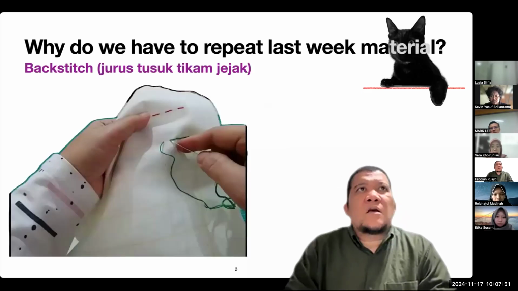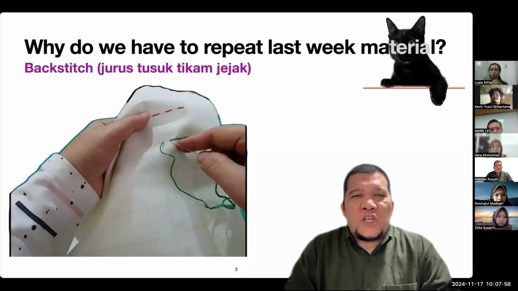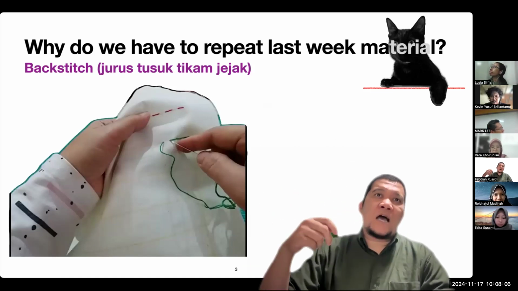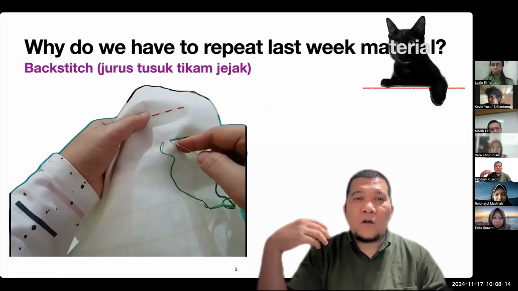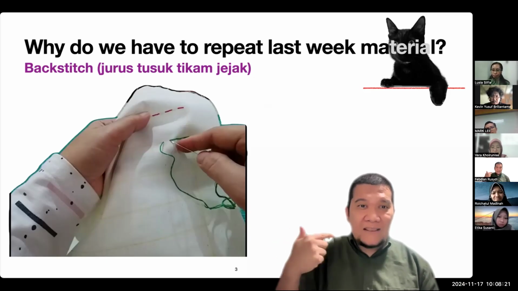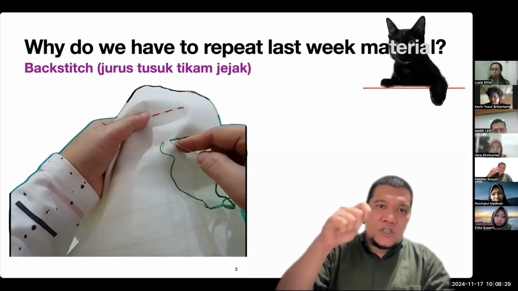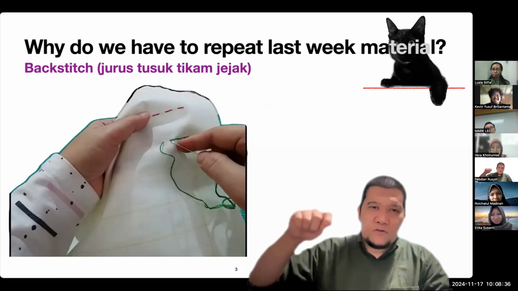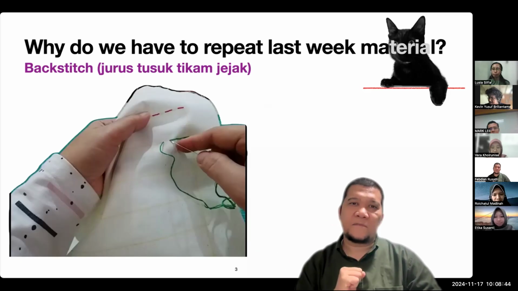And some of you perhaps will ask, why do we have to repeat last week material? Always like that. Well, I just remind you about our favorite backstitch, jurus tikam jejak. When I was in the second year of my elementary school, we got a lecture how to menjahit, to stitch. In my junior high school, we make cloth. I make piyama during my junior high school. So in my time, I know how to stitch my clothes. And one of my favorite stitch is back stitch, jurus tikam jejak, tusuk tikam jejak. You have to go back every time you already in this stand, and then make it further. It is always like this.